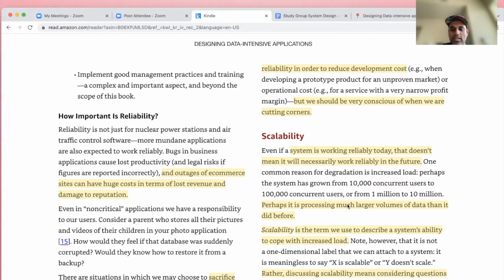But essentially, the author started to talk about how if a system is working reliably today, that doesn't mean it'll necessarily work reliably in the future. And the reason is because of load, right? If a system like a website is getting 10,000 users for traffic, but then it suddenly starts getting 100,000 or a million, it may not be reliable enough to handle that scale. So scalability is the term we use to describe a system's ability to cope with increased load, right? Like how much more traffic you're going to get.